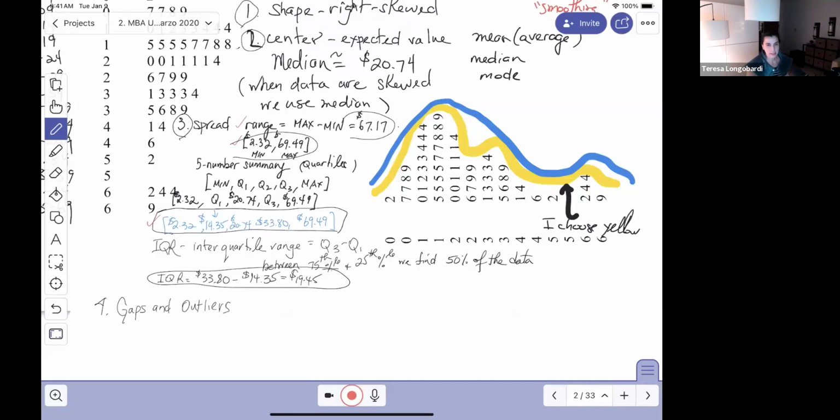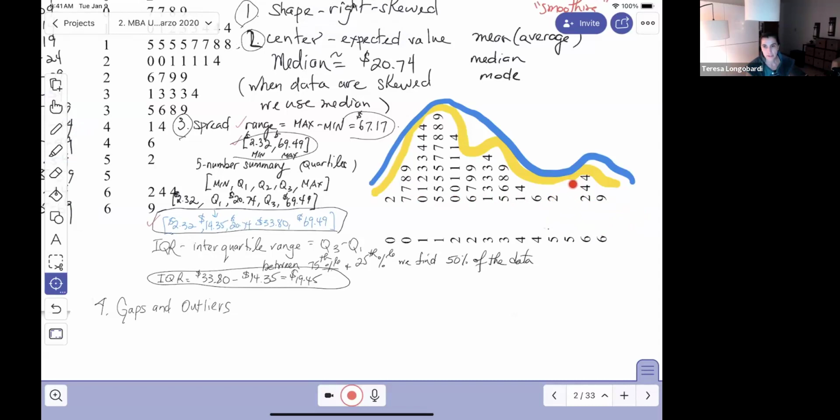All of this is nicely typed up in the notes, so don't worry too much if you wrote it wrong. You can check the notes to verify. I'll show you where that is. Okay, gaps and outliers. Are there any gaps in the data? Do you see any gaps in the data?